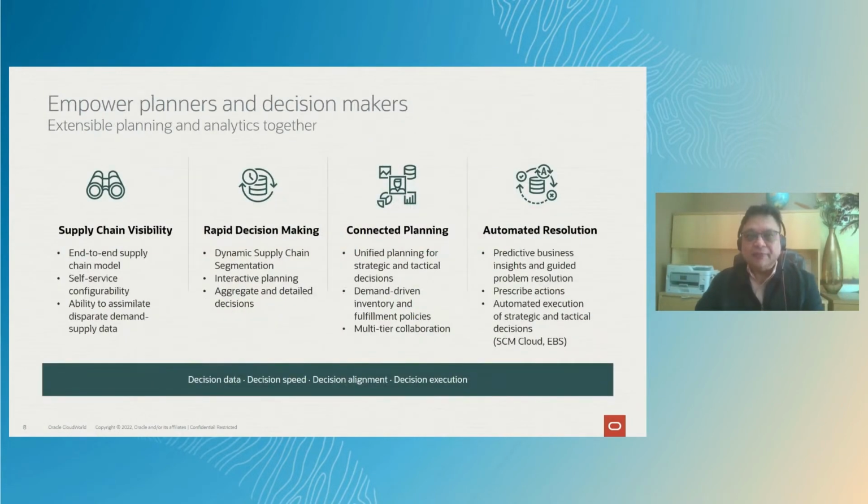Now, as I said, supply chain planning is a decision-making tool. There are four areas that are key to be able to make better decisions, faster. Supply chain visibility, meaning the decision data. So whether the data is available, it is complete, how fast it is available. Supply chain planning provides an end-to-end supply chain model, able to configure itself, and the ability to assimilate disparate demand and supply data.